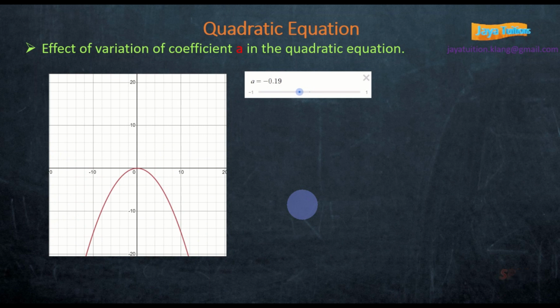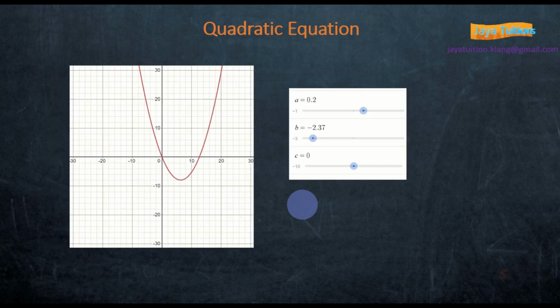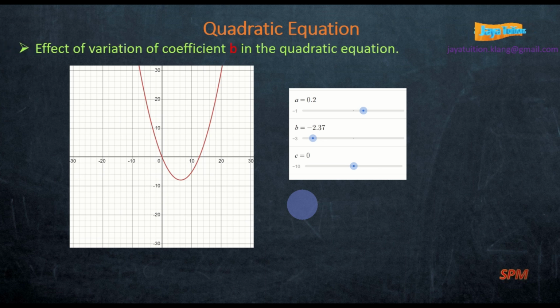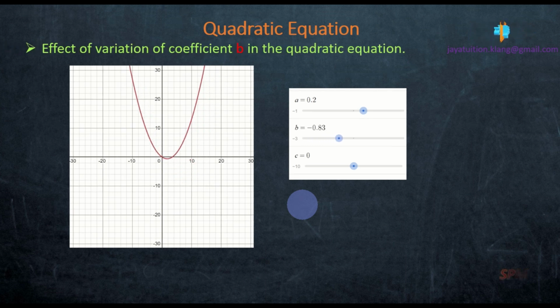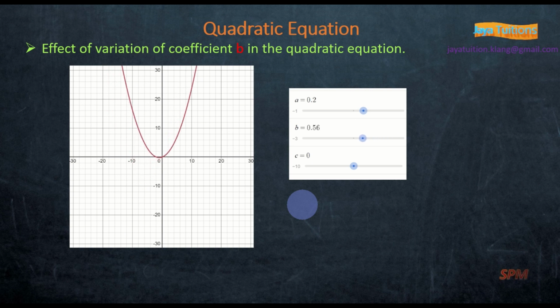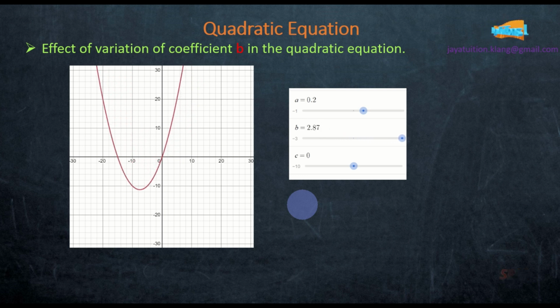Now let us try to see the effect of the coefficient b. So when b, the coefficient of x, varies, what happens? You are able to see here b is varying from positive to negative. So when b becomes positive, the graph moves on the left hand side of the y-axis.